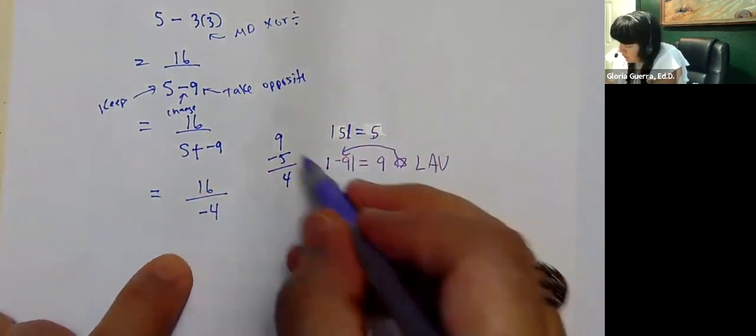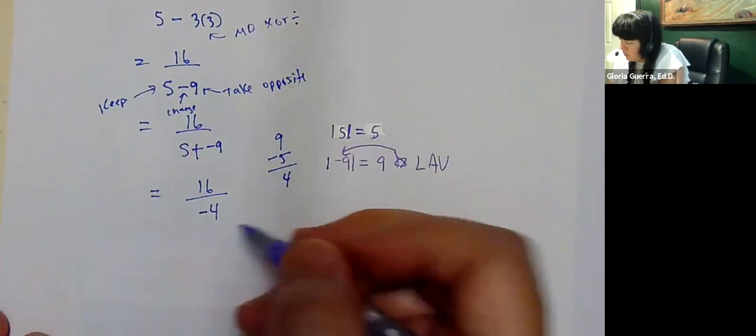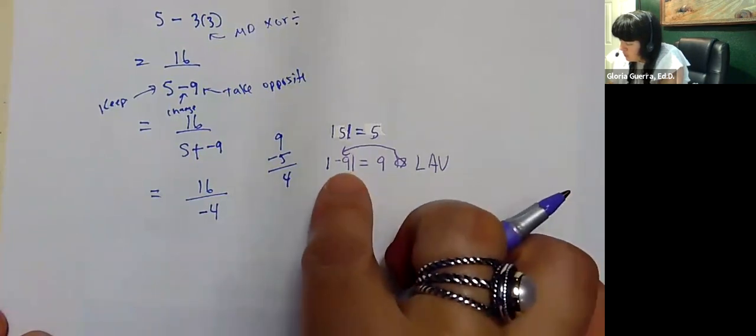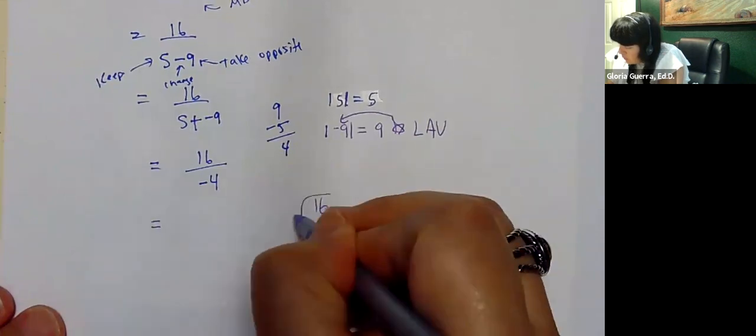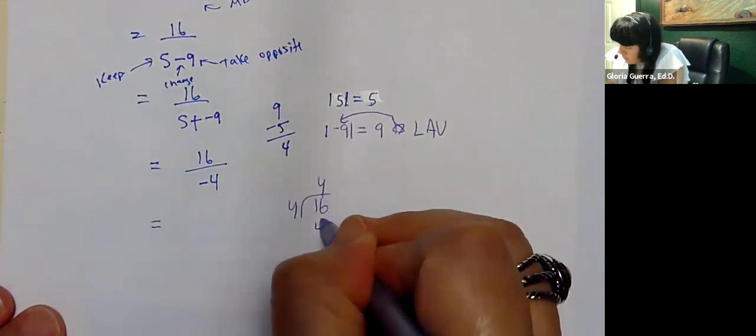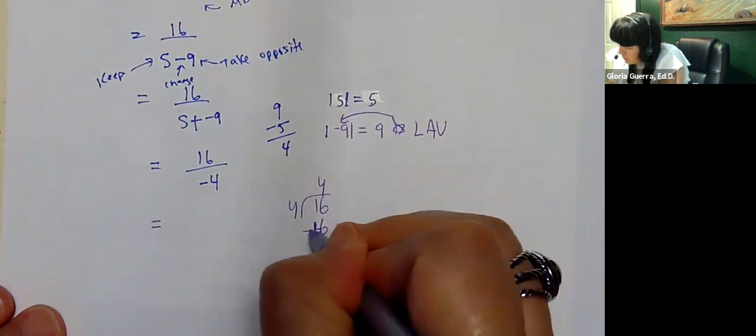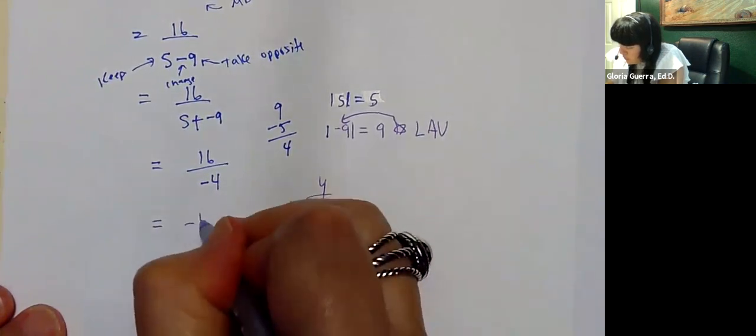So 9 minus 5 is 4. It's going to be negative 4. So you want to have the number with the larger distance, okay? And then 16 divided by negative 4, that goes into that 4 times, but it's going to be negative 4.